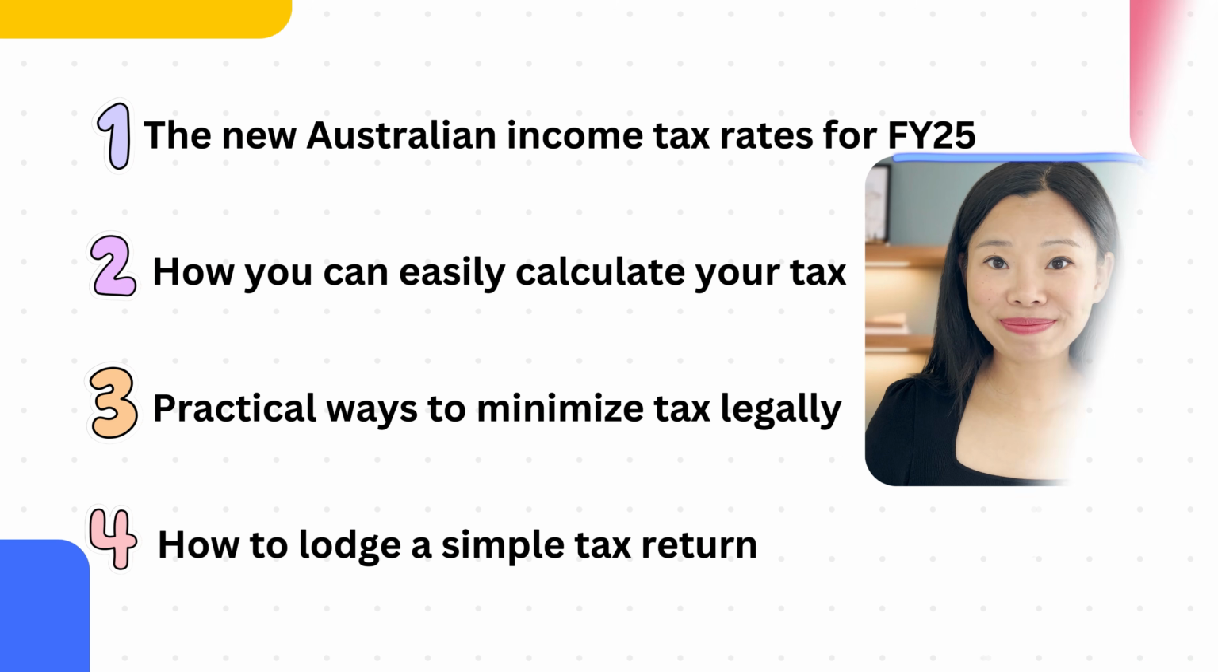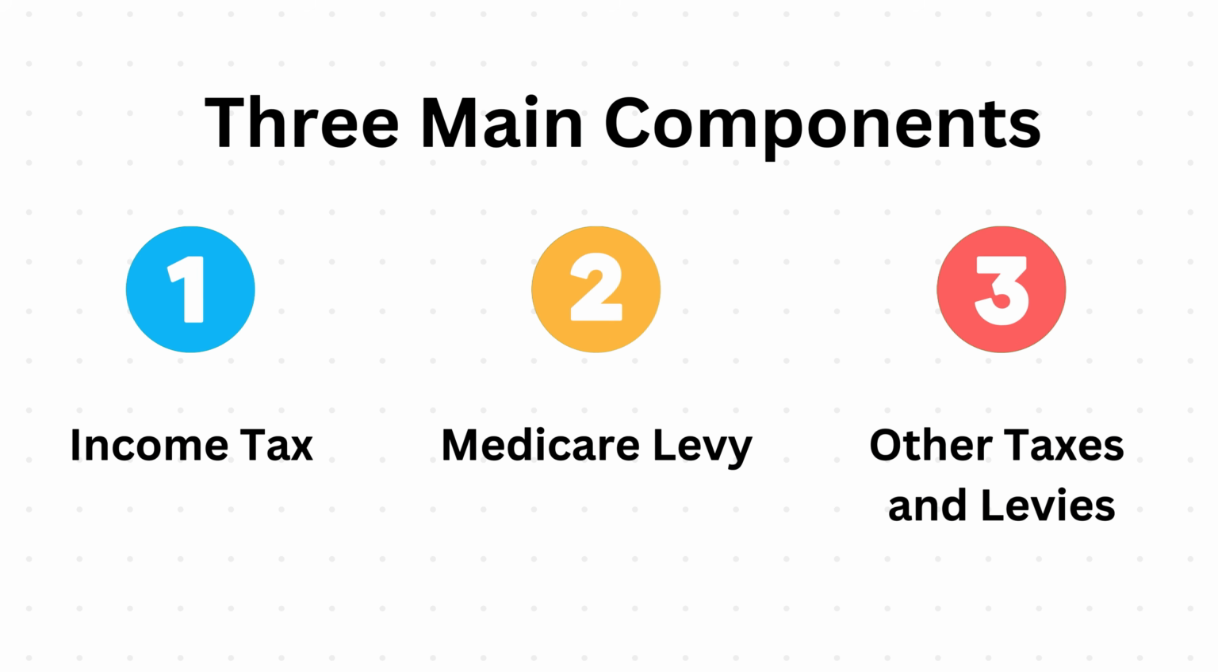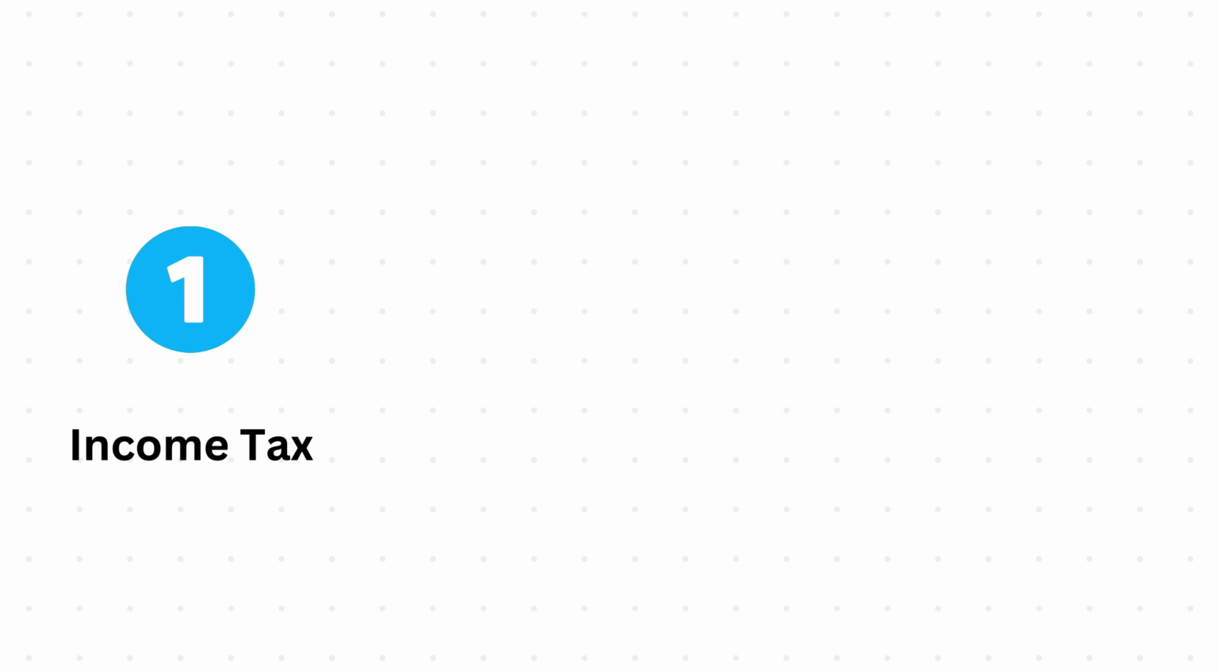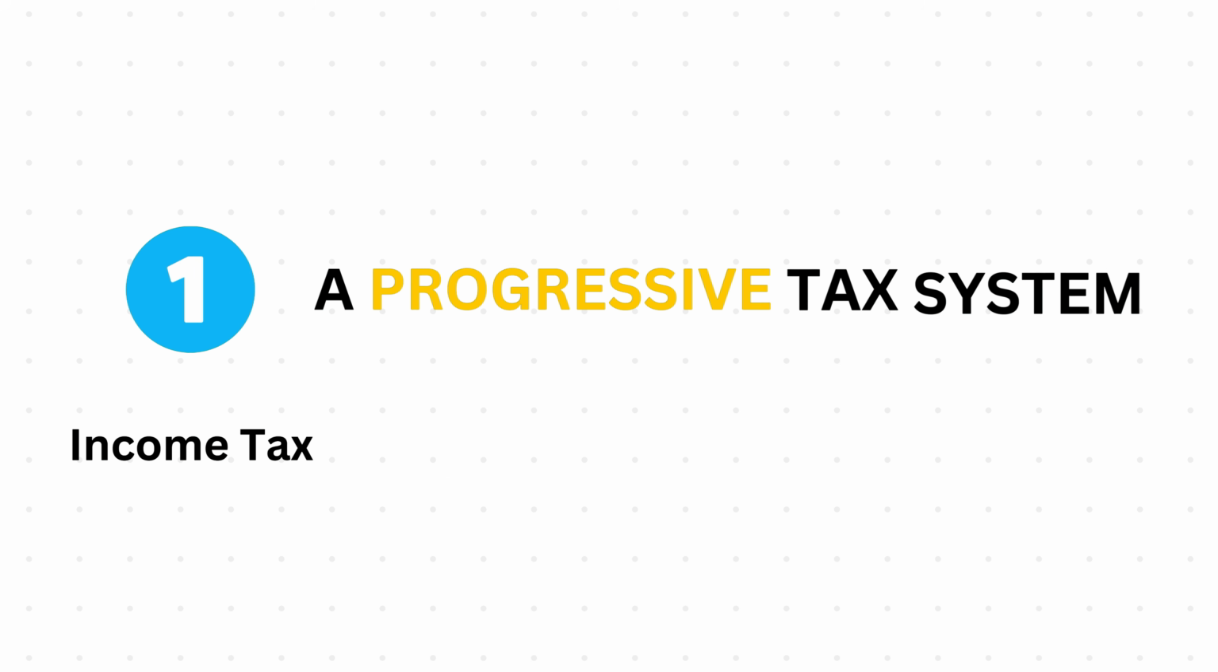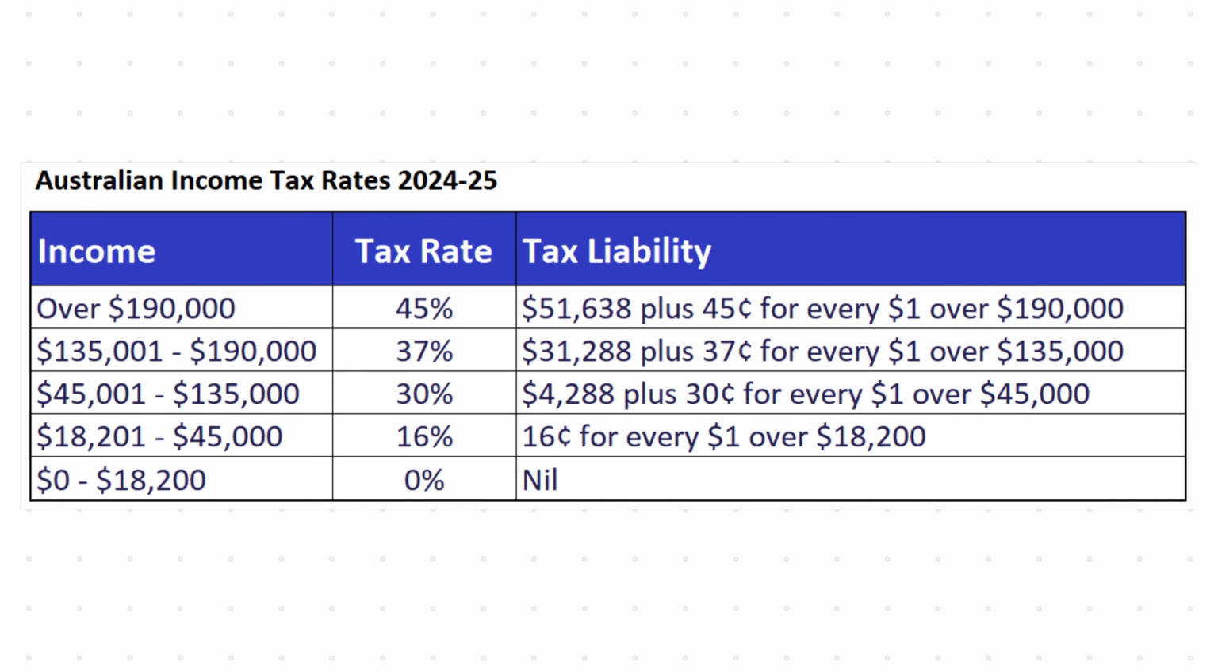Let's dive in. There are three main components in your Australian tax obligation: income tax, Medicare levy, and other taxes and levies, which may or may not apply to you. First, Australia has what's called a progressive tax system. Income is divided into segments known as tax brackets. Each bracket corresponds to a specific tax rate. As you move up through the income brackets, the tax rate increases. This means that the more you earn, the higher the percentage of your income that goes to taxes.